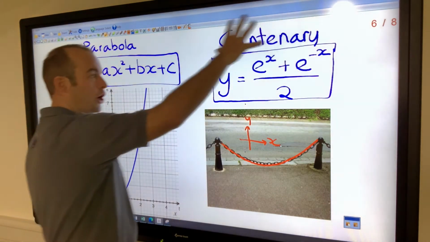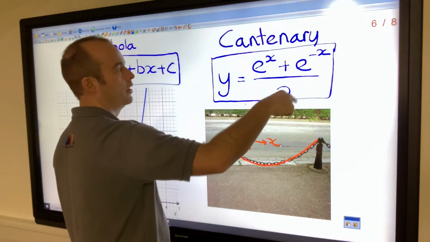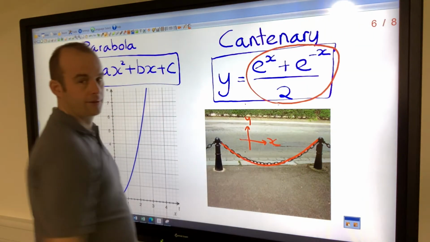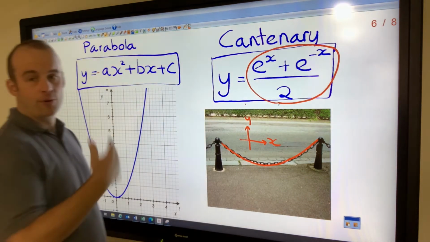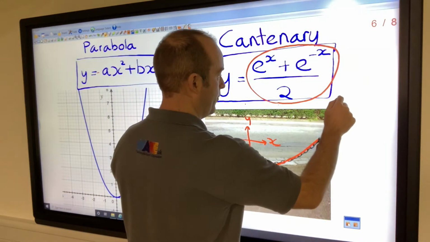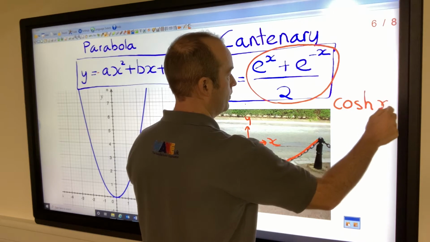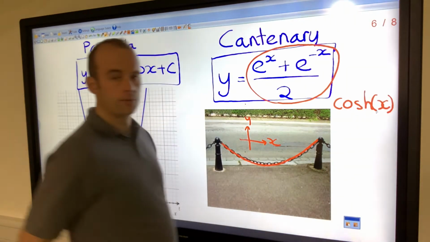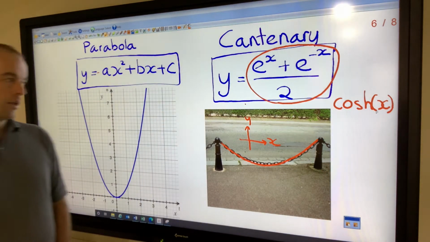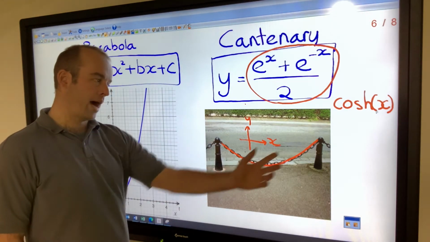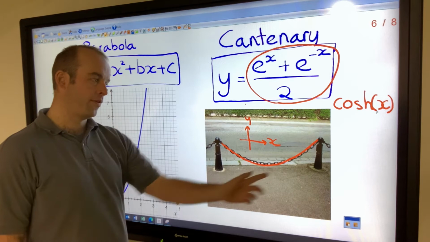Now because this occurs quite a lot, the maths people, instead of using that, call it the hyperbolic cosine function. Okay? So this occurs if you dangle a cable between pylons, it will follow that shape. A spider's web will follow that shape.